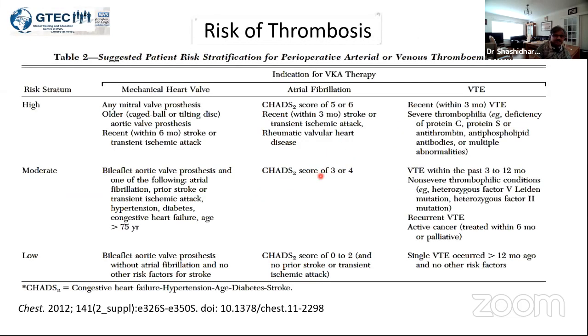This is just a risk stratification of which patients have which risk of thrombosis. It doesn't really matter in a fracture neck of femur. We are trying to gather them and operate on them, but it gives you some indication about what we need to do post-operatively. Anybody with a mechanical heart valve, especially mitral, somebody with atrial fibrillation with a high CHA2DS2 score, and recurrent VTE are at high risk of thrombosis.